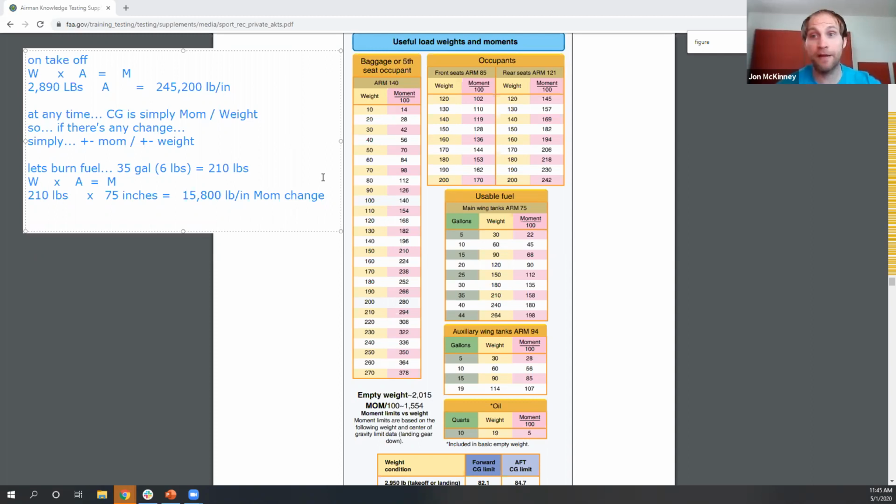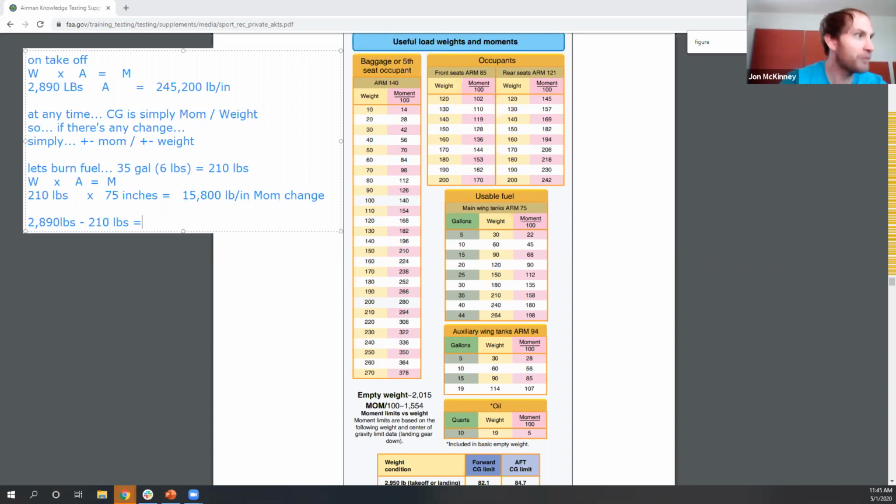Okay, so here's the big kicker. We've said all this to actually do the real problem now. Okay, so we started our day at 2,890 pounds. Subtraction, we just burnt how much weight? 210 pounds.